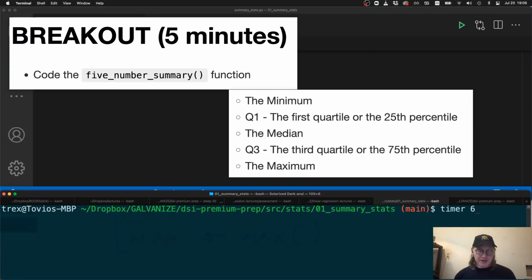Okay, so with that, let me give you just sort of a nicer background, and I'll set a 6-minute timer. So go ahead, code up the 5-number summary. You should be returning 5 things, and if you just do return the minimum, comma Q1, comma median, comma Q3, right? It'll return all of that as a tuple. All right. So yeah, go for it.